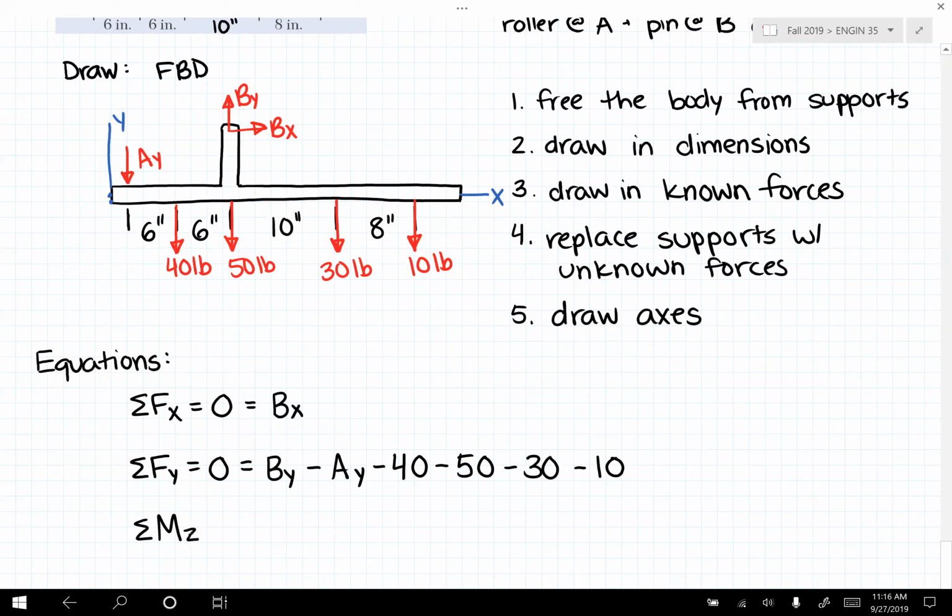Next, I'm going to sum the moments in the Z direction, and I need to choose a point to take the moment about. I like to take the moment about a point that my unknowns are going through. So if I choose a point that I have unknowns going through, then I eliminate some of the unknowns in my equation. So let's take the moment about point B.